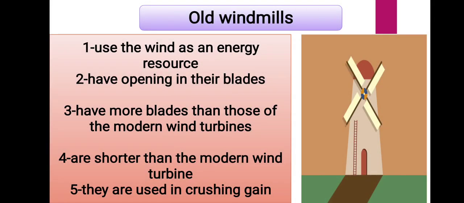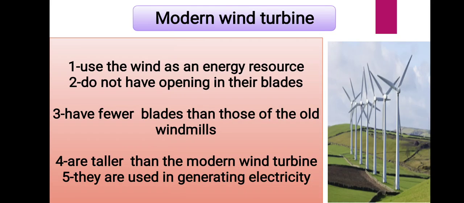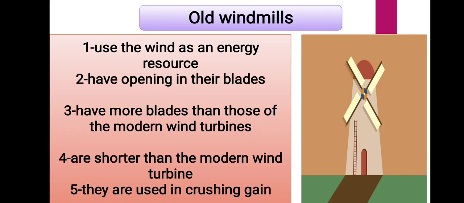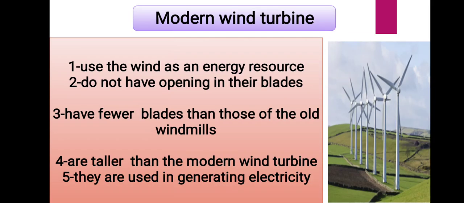After that, let's start to talk about the difference between the old windmills and the modern wind turbine. At the beginning of the session, I said that there is a wind turbine. The wind turbine is used to generate electricity, and the windmills are used to grind the grain and make flour. What is the difference between the old windmills and the modern wind turbine?